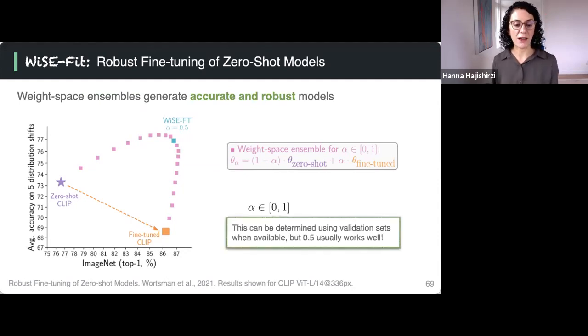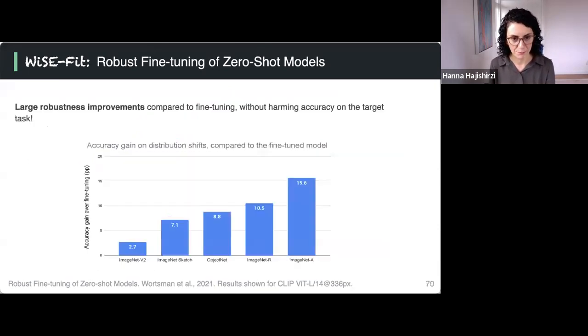Overall, we can basically tune alpha on our development set, but our experiments show that we can even observe great performance gains for alpha being 0.5. Here are the results. We observe significant performance gains in different out-of-distribution domain shifts. When we compare it to standard fine-tuned models, we have observed the highest improvement in the ImageNet A data set for the distribution shift.